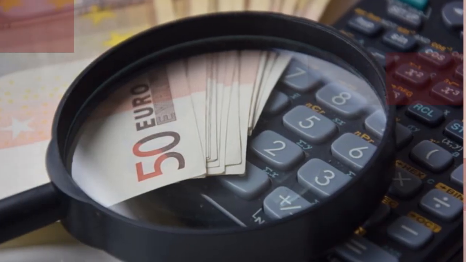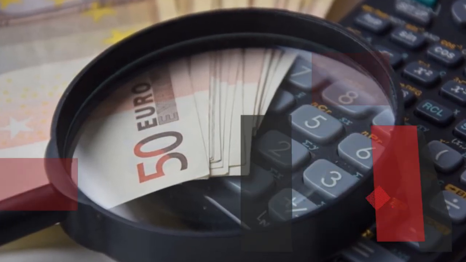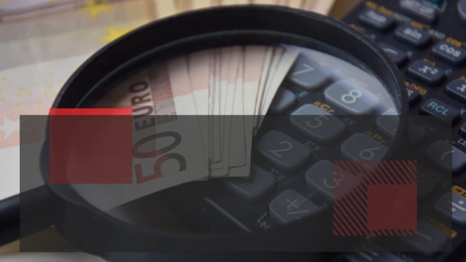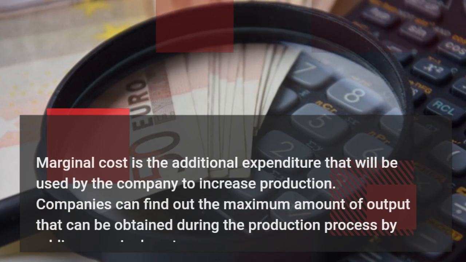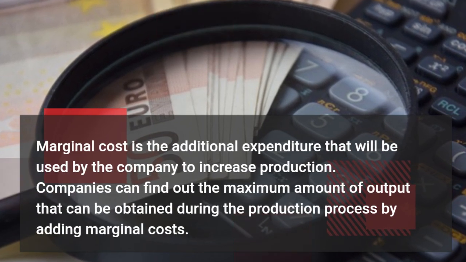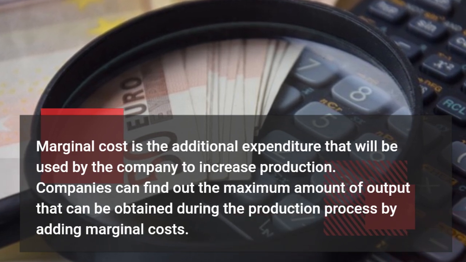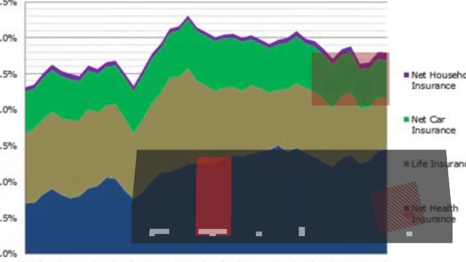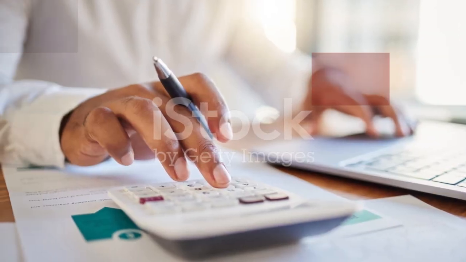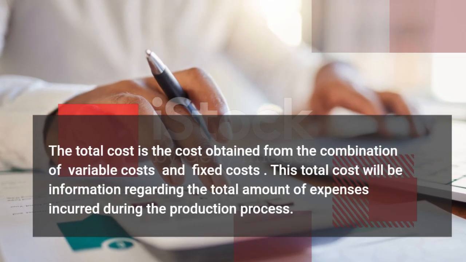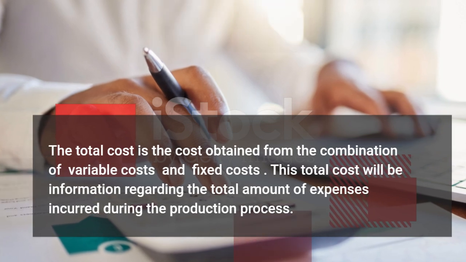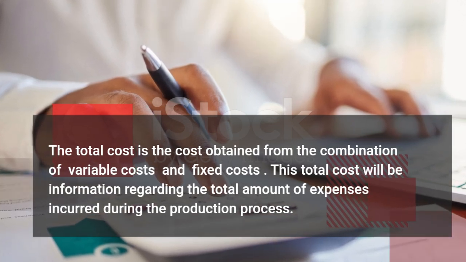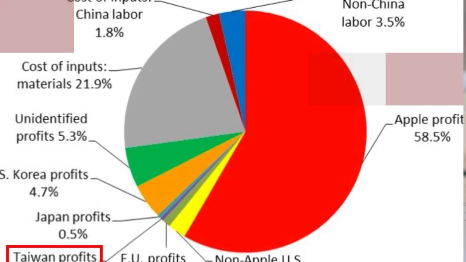4. Marginal cost. Marginal cost is the additional expenditure that will be used by the company to increase production. Companies can find out the maximum amount of output that can be obtained during the production process by adding marginal costs. 5. Total cost. The total cost is the cost obtained from the combination of variable costs and fixed costs. This total cost will be information regarding the total amount of expenses incurred during the production process.